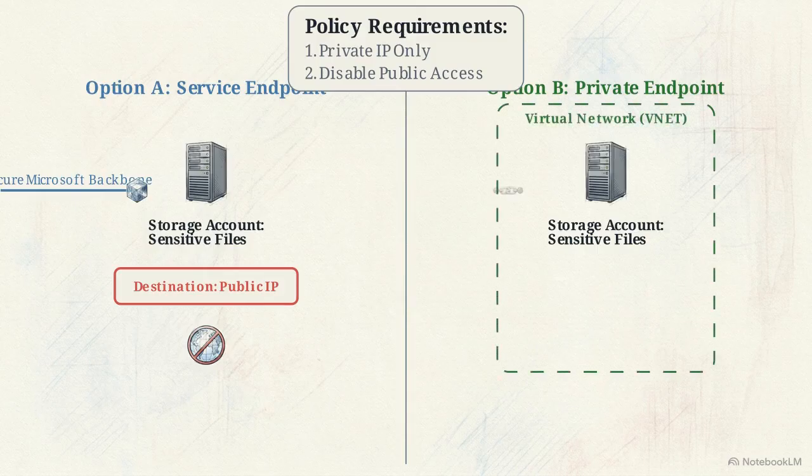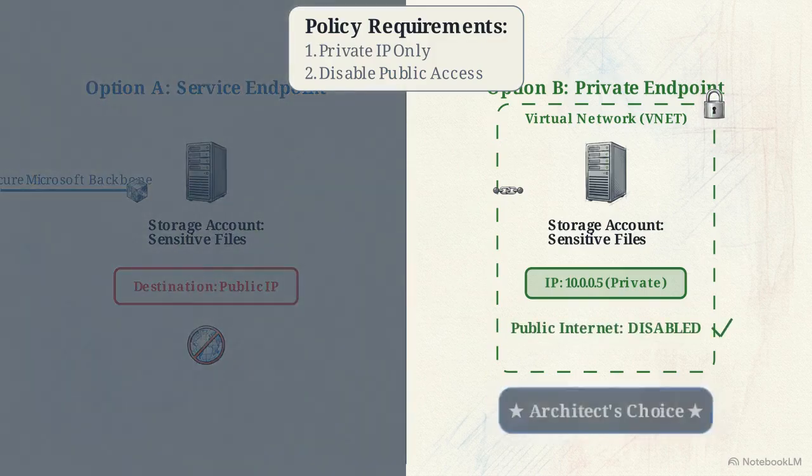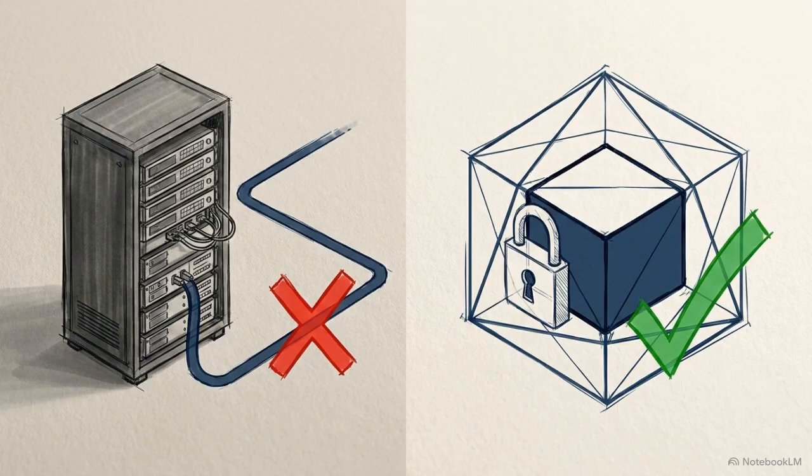A private endpoint solves this by dropping a dedicated private IP directly inside your virtual network. This satisfies both requirements. Clients connect privately, and you can completely cut off the public internet. Exam scenarios frequently test this exact distinction between establishing a secure route and achieving true network isolation.